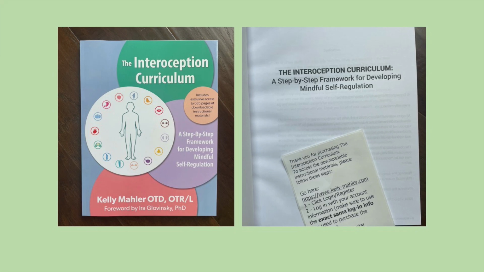The Interoception Curriculum comes with a lesson book containing 25 lessons. It also comes with access to hundreds of pages of pre-made downloadable instructional materials to supplement the lessons. There's a little sticker that comes tucked inside the cover of the lesson book that you can use to access and download these materials after purchase.